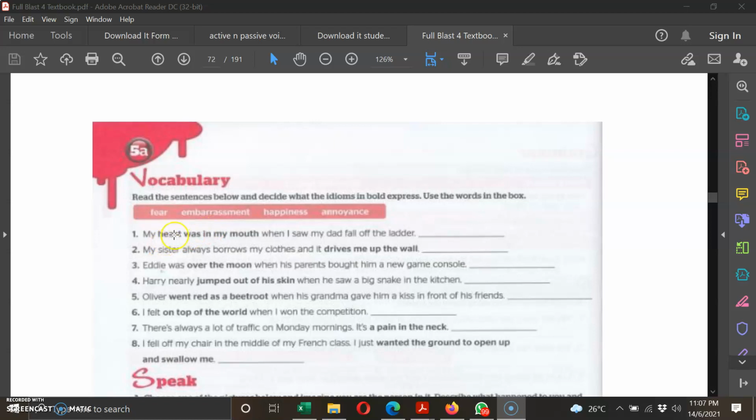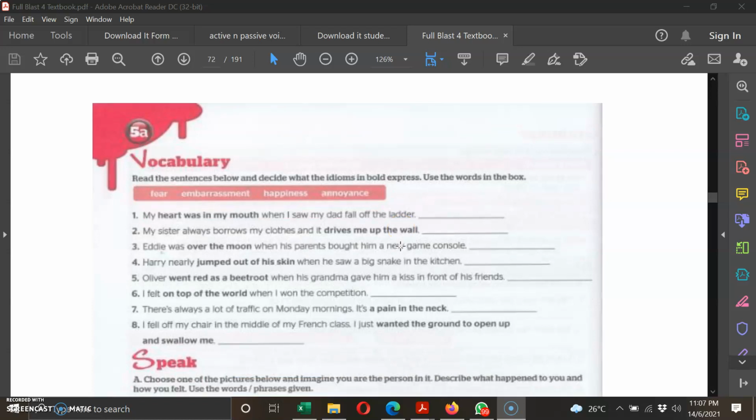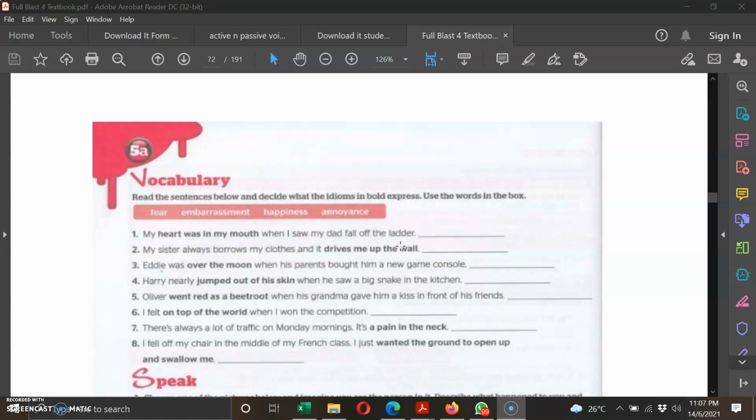Okay, we do number 1 together. My heart was in my mouth when I saw my dad fall off the ladder. The answer is fear, ketakutan. So, answer the rest of the questions.